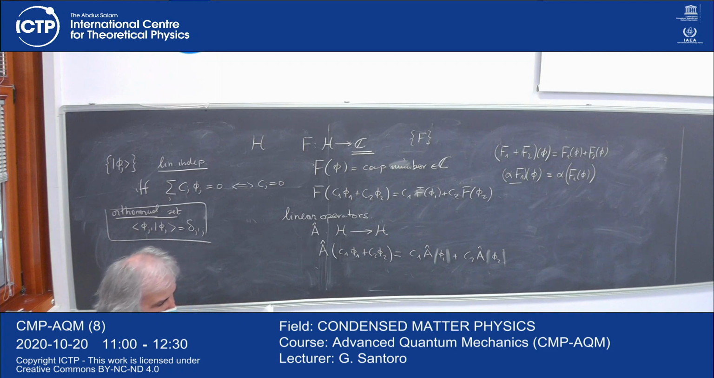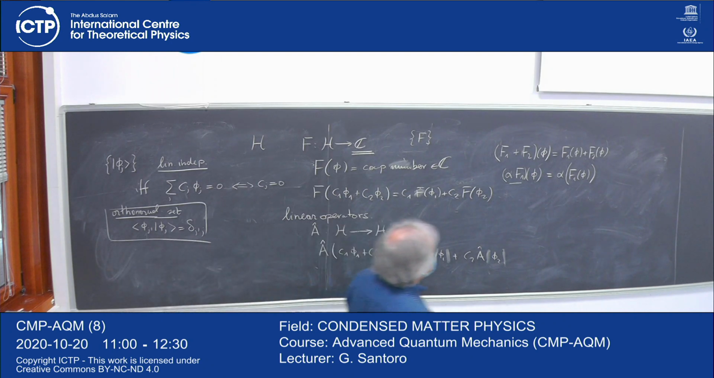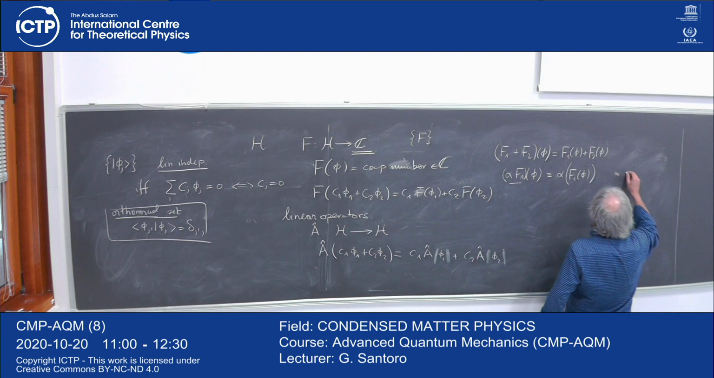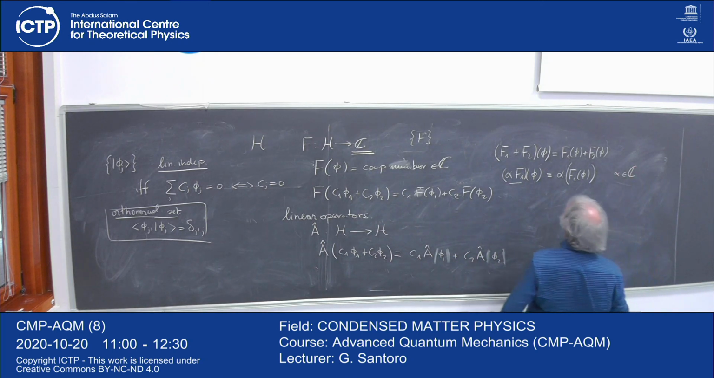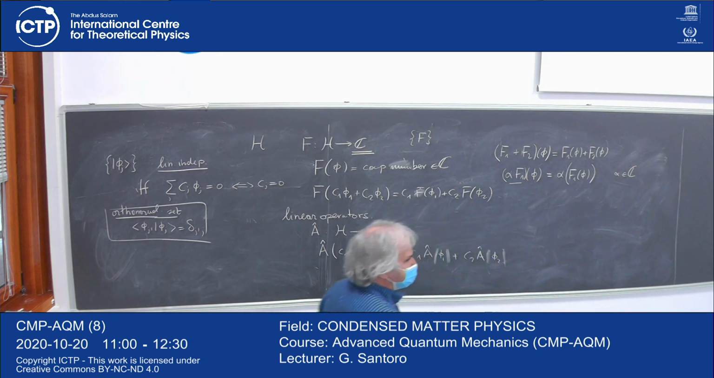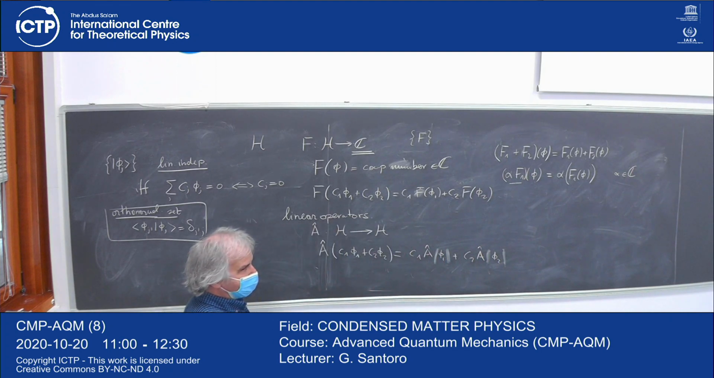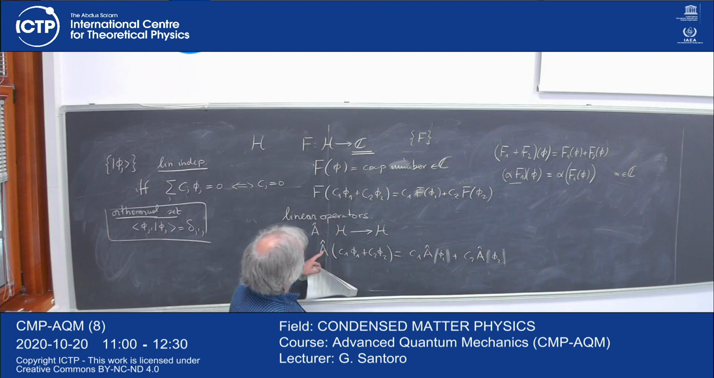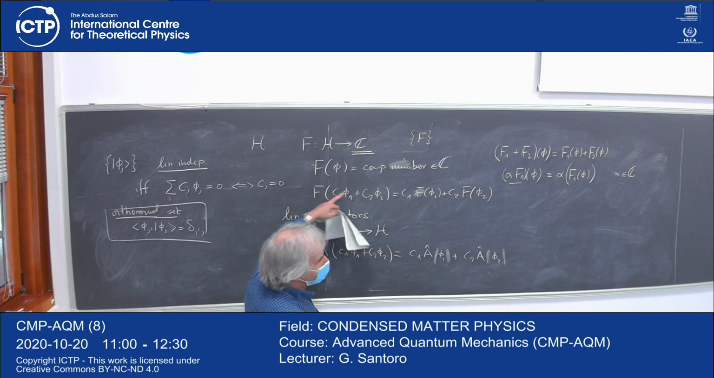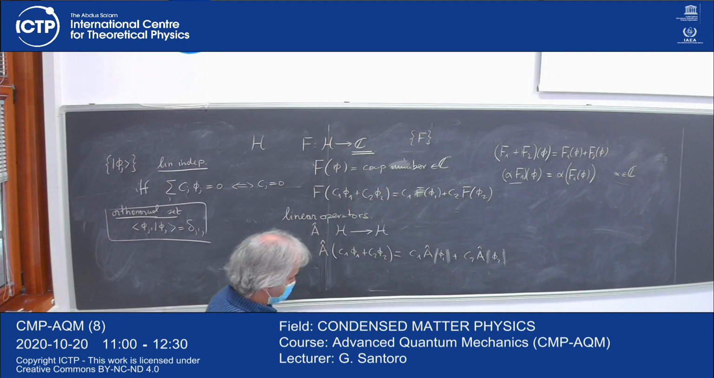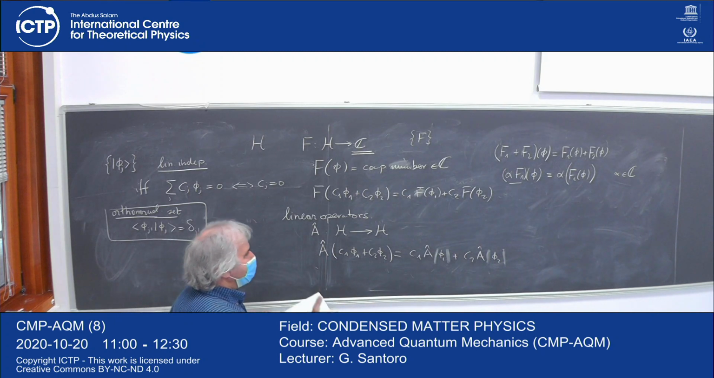So alpha is a complex constant. Huh? Alpha here is a complex constant. Yes, alpha complex. And phi is a vector while F is a functional. Yes. Okay. Clear? So the distinction between operators and functionals. Functionals can be made into a linear space because you can sum functionals.